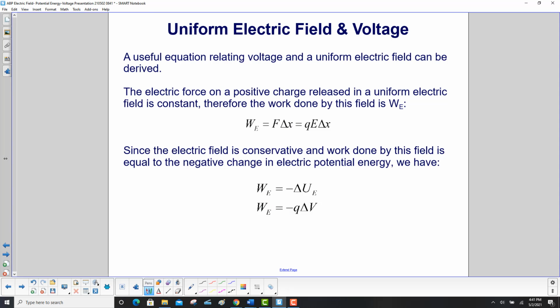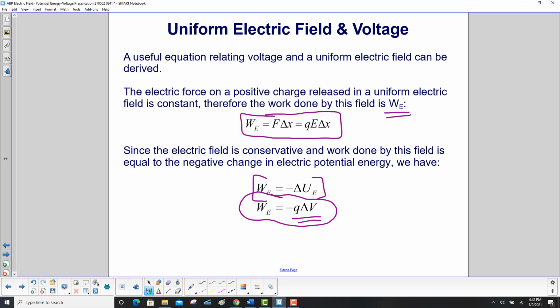A useful equation relating voltage in a uniform electric field can be derived. The electric force on a positive charge released in a uniform electric field is constant. Therefore, the work done by this field is WE, and E stands for electric field this time, not external. External would be EXT. So the work is F delta X, and the force is just QE, delta X. Since the electric field is conservative and work done by this field is equal to the negative change in electric potential energy, we have this expression here. And then, what's delta UE? Why, that's Q delta V. So we have work done by the electric field is minus Q delta V.